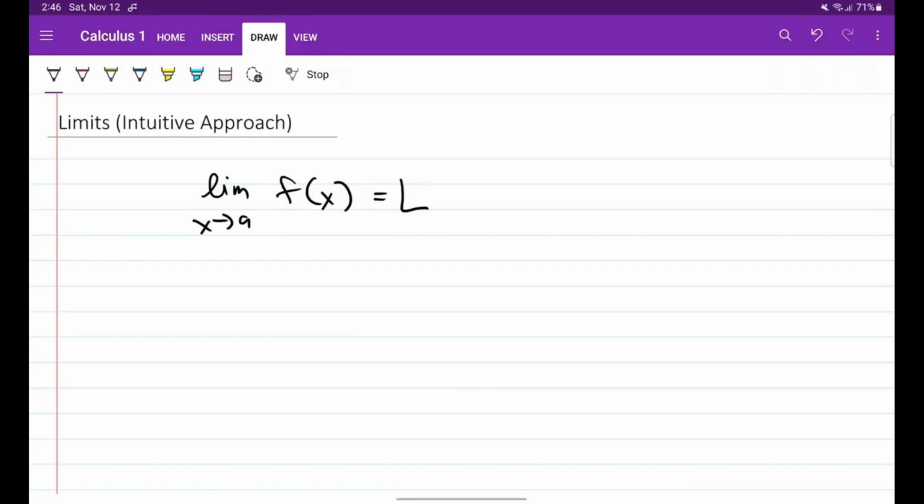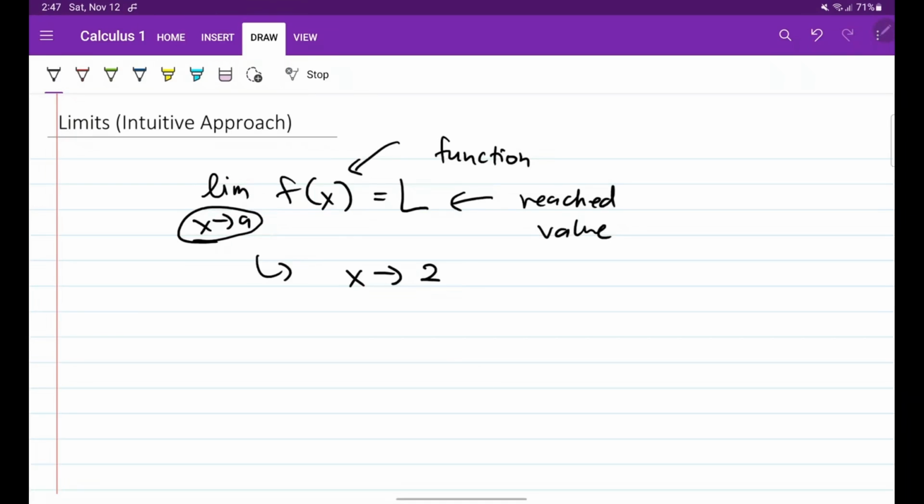Okay? And sinasabi sa atin na x approaches a, meaning the variable x approaches some value a. So for example, x approaches 2, meaning dumidikit yung value ng x to 2. Okay? Of f of x, meaning we have a function na ine-evaluate natin for values na dumidikit to 2. Okay? Is equal to L, meaning ito yung reached value natin kapag yung x ay dumidikit to 2.